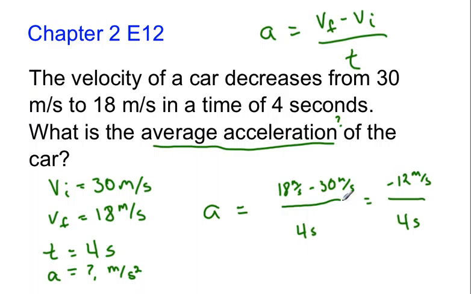A positive acceleration means you're speeding up. That's all. And if you look at the units here, you have meters per second divided by seconds. So meter per second, multiplied by 1 over second. You're going to end up with meter per second squared. That's exactly what we want for the unit. So negative 12 divided by 4, with a unit of meter per second squared, is your answer. I'll let you plug that into your calculator or solve it in your head.